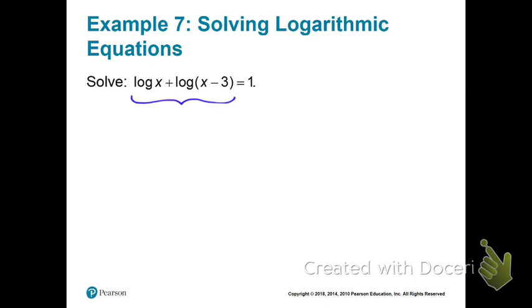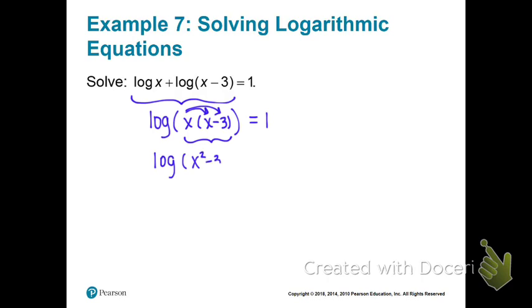Multiply. There we go. So this is the same thing as saying log of our first, the x, times the second one, which is the x minus 3. And then we still have our equals 1 over here. Now I'm just going to simplify what's in the parentheses so we don't have parentheses and parentheses. So I'm going to distribute this x. And so I get the log of x squared minus 3x.